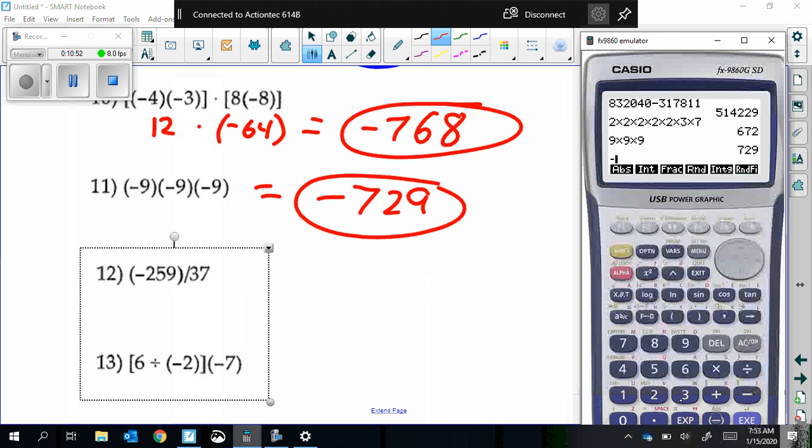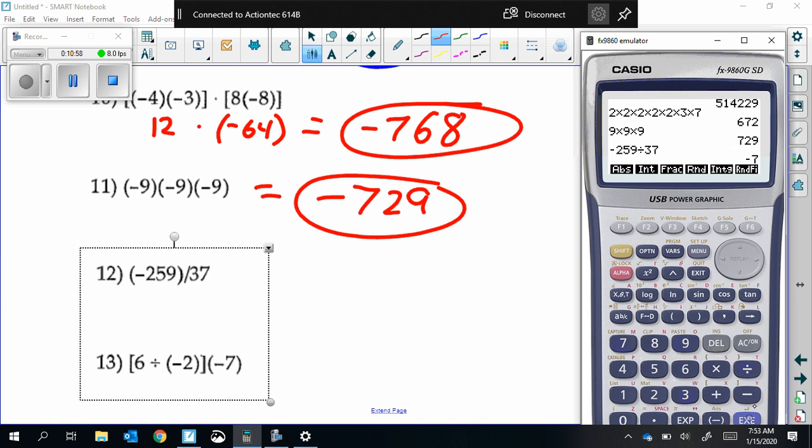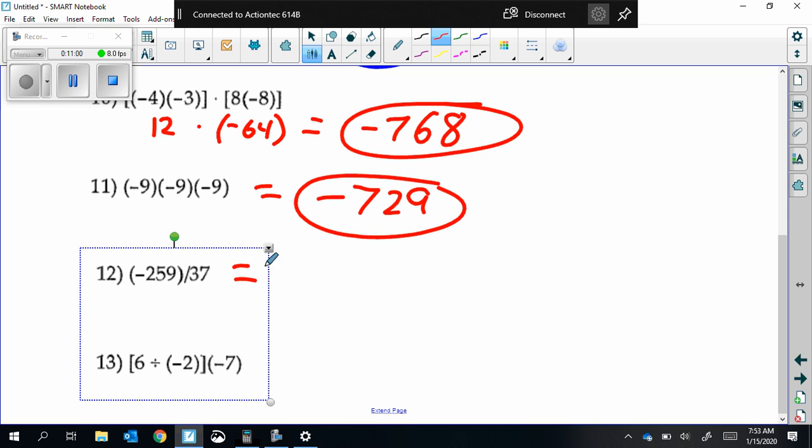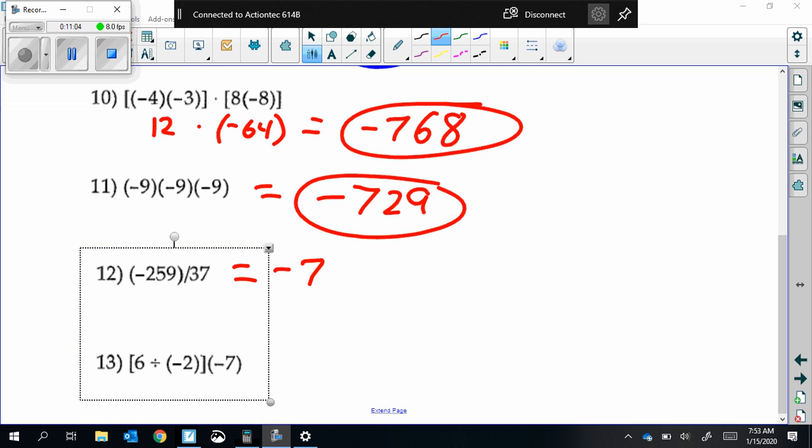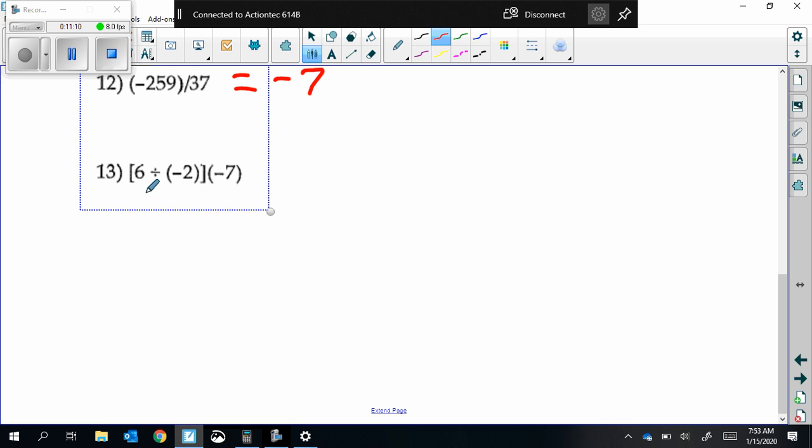Negative 259 divided by 37 is negative 7. And then this last one, 6 divided by negative 2 is in brackets, so that goes first. That's negative 3. And then we have a negative 7. 3 times 7 is 21. Negative times negative is positive.